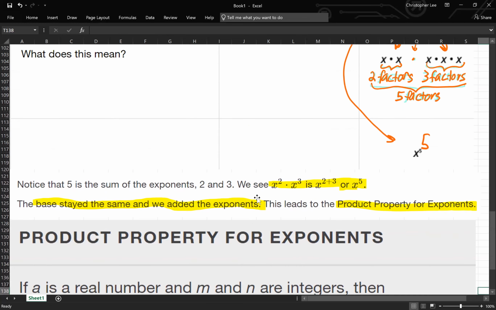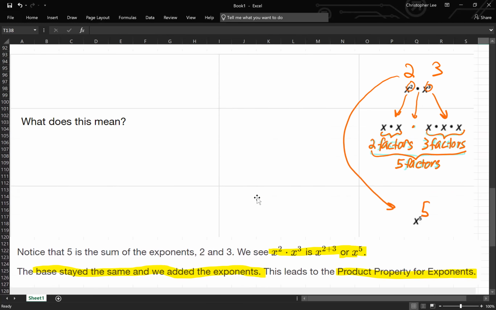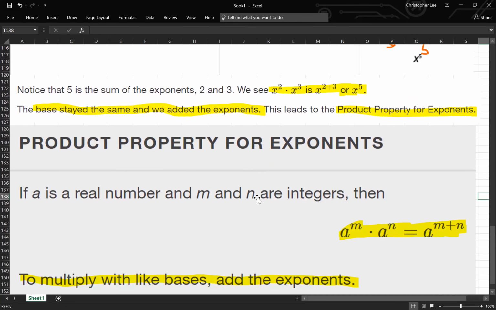And the reason why this works is up here. When you have x to the second times x to the third and you just multiply them together, you're just counting how many you have, so you're increasing it, basically.